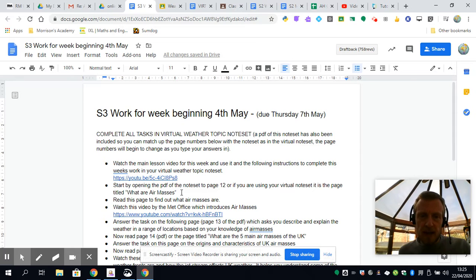You need to open up your note set. Now, if you're using the PDF, the only reason for me to give you a PDF is so the page numbers don't ever change, whereas in your virtual note set, because you're obviously typing answers into it, your page numbers do change. So from the PDF, this would be page 12, or if you're just in your virtual note set, it's going to be the bit titled, What are air masses?